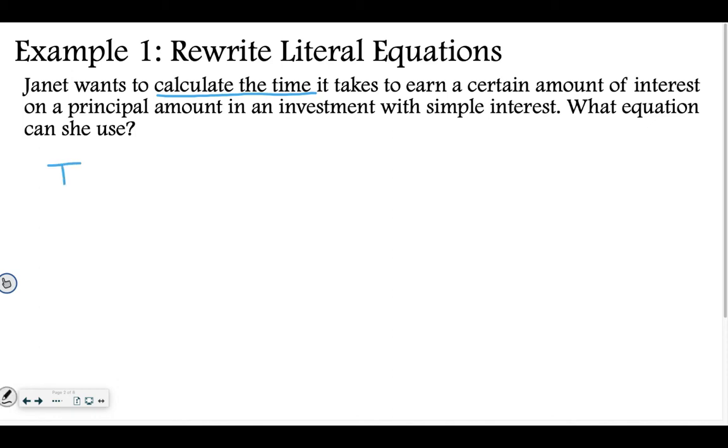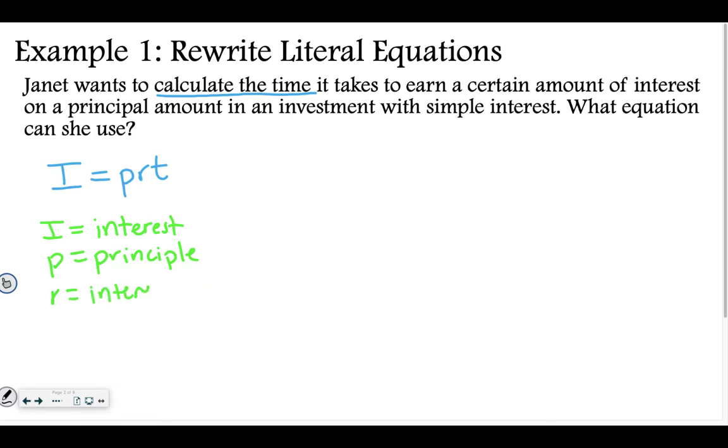In case you don't remember the formula for simple interest, which I do not expect you to remember, it's interest equals the principal times the interest rate times the time. So just to help you keep track of those, I represents interest, P represents principal, R represents interest rate, and T represents time. And time is generally represented in years, okay? So what equation can she use?